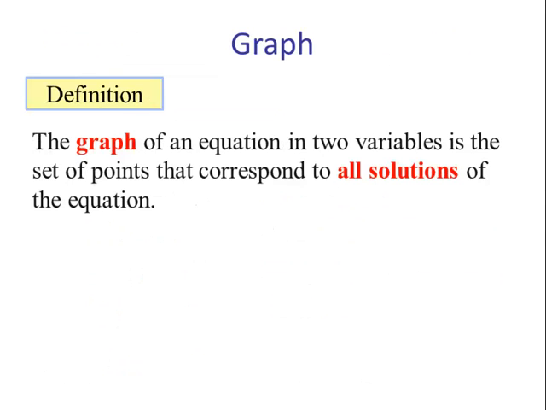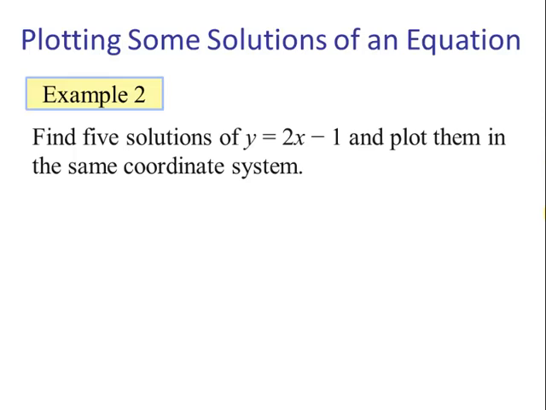Next definition: a graph of an equation in two variables, normally we'll call those variables x and y, is the set of all points that correspond to all the solutions of the equation. And we'll be looking at many graphs in this class. Example 2: find 5 solutions of y equals 2x minus 1 and plot them on the same coordinate system.